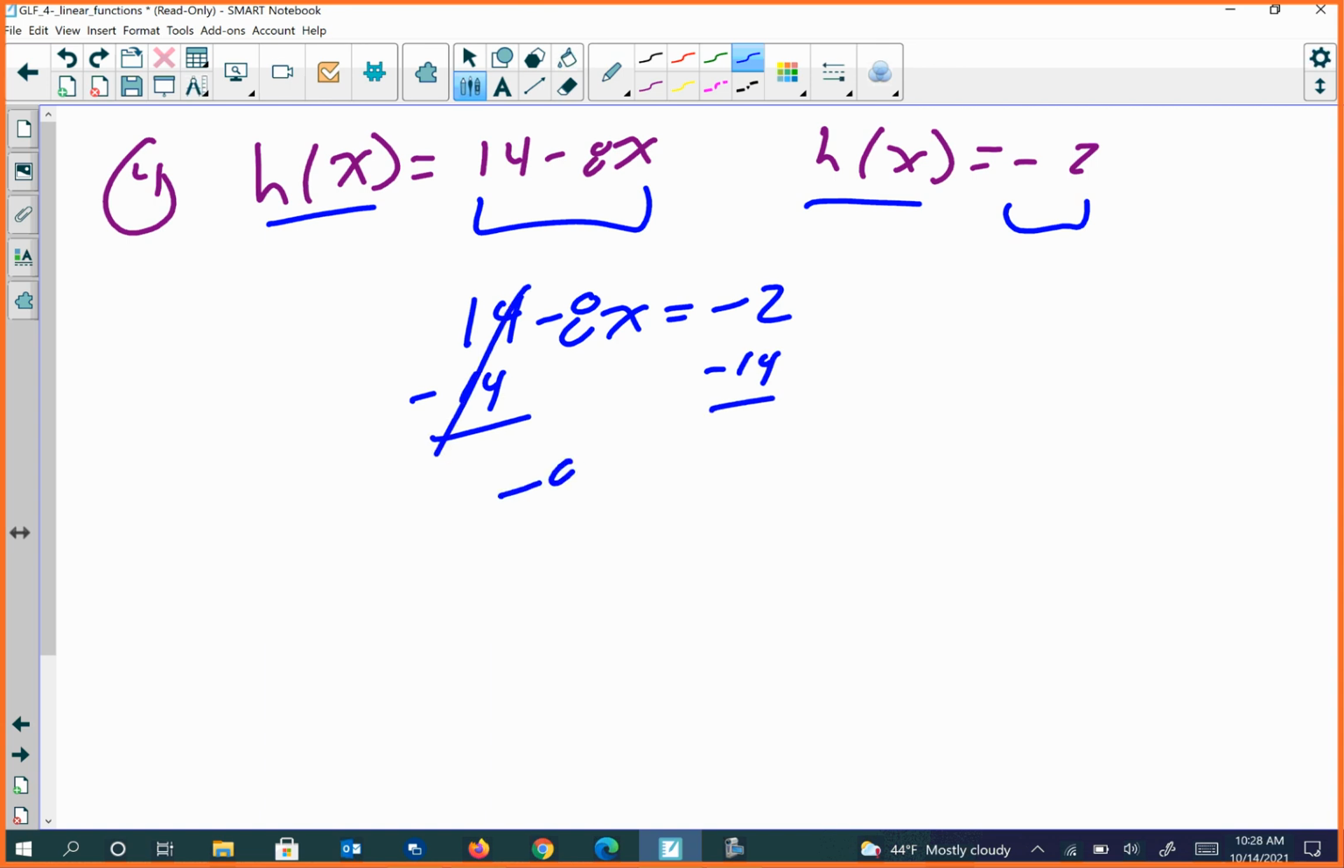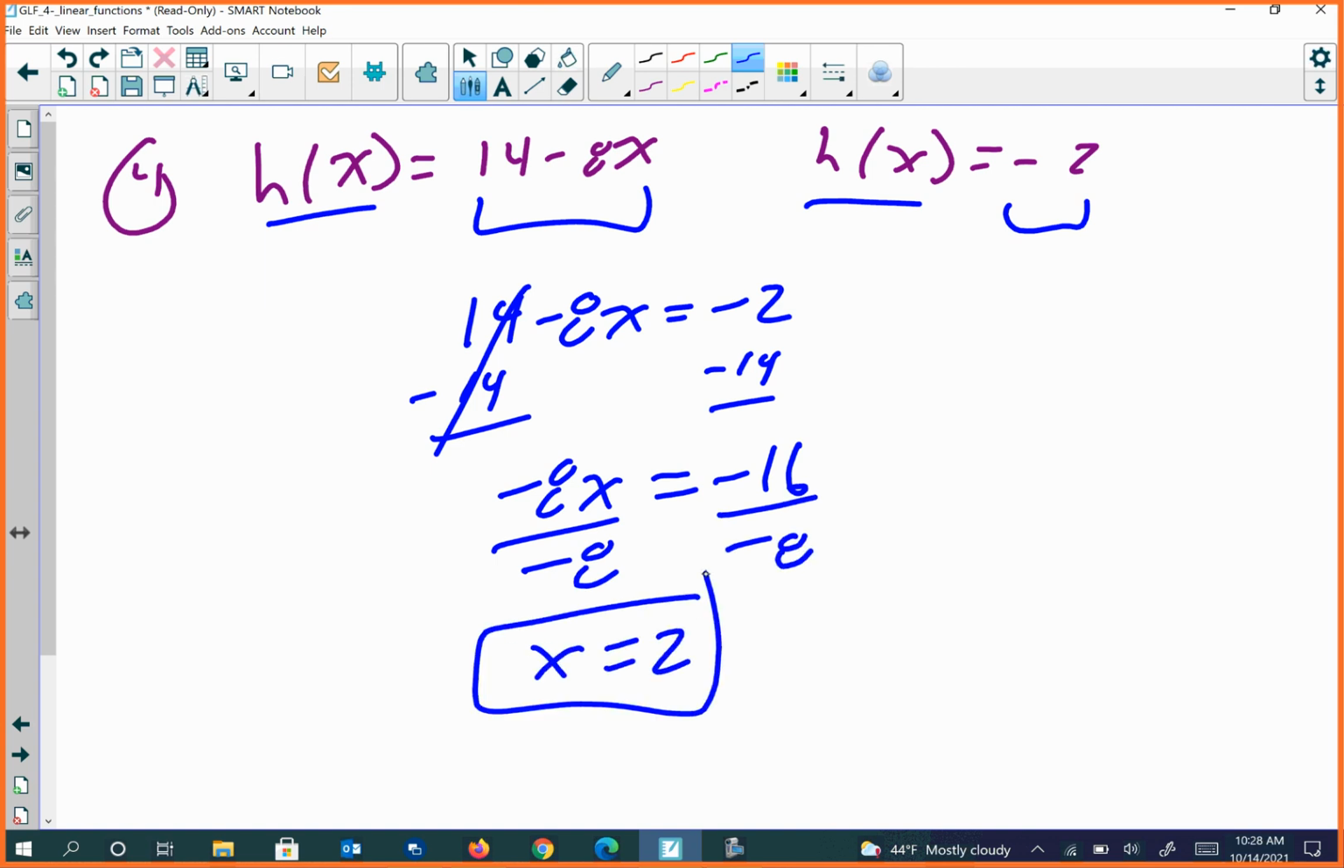Those cancel. So -8x is equal to -16. Divide each side by -8. So x equals 2. Okay?